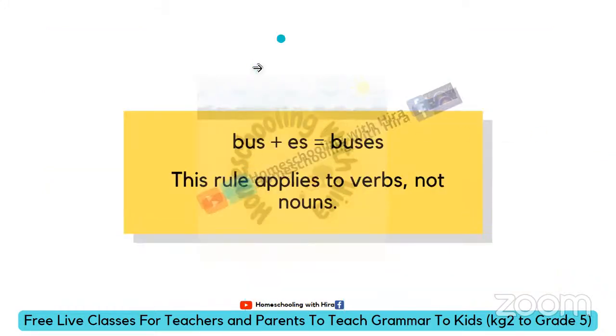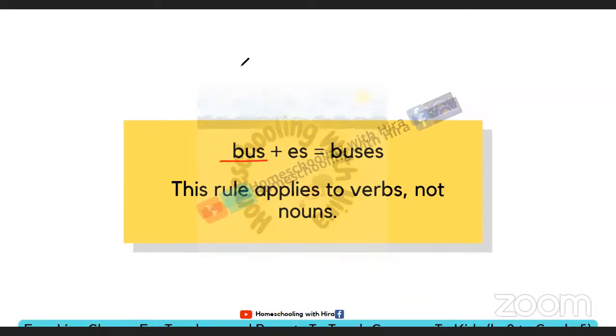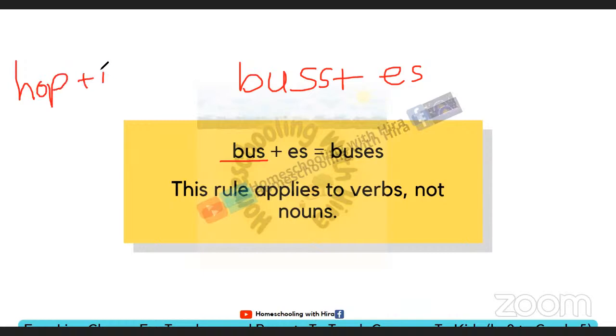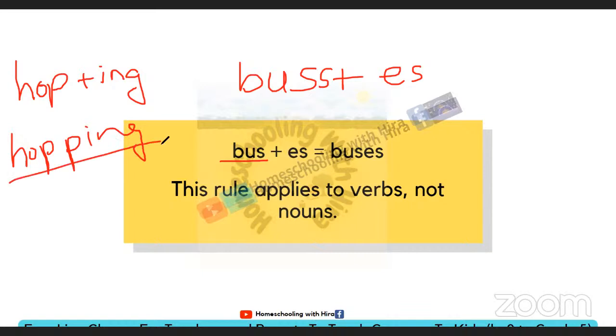Remember that the doubling of final consonant rule doesn't go with nouns. If you have bus, b-u-s, and you are adding the suffix es, you will not double the s and add es. Doubling of consonant is for hop, h-o-p, plus we are adding a suffix, hopping, right? If we want to write hopping, we need to double the p and add ing. This is the doubling of consonant rule.